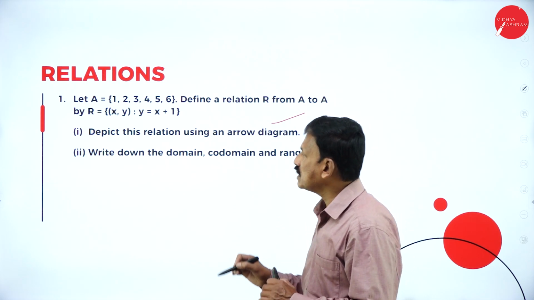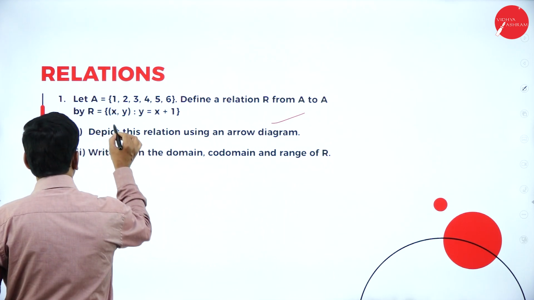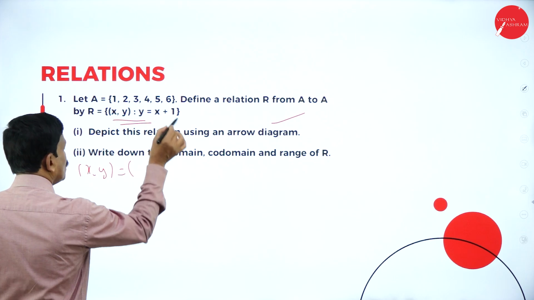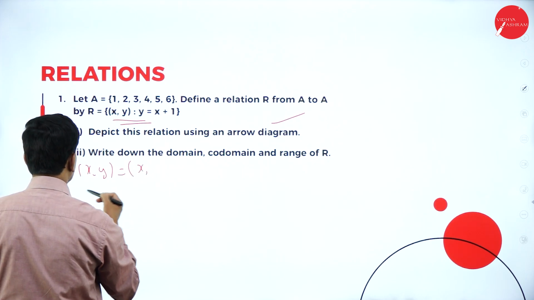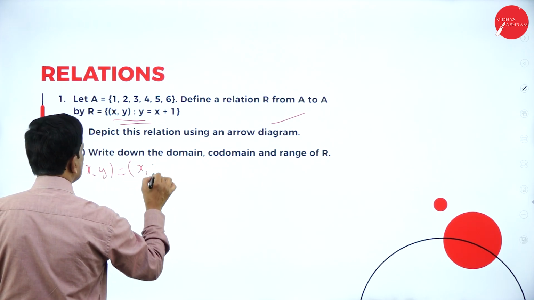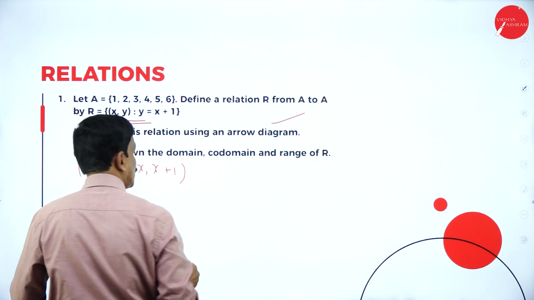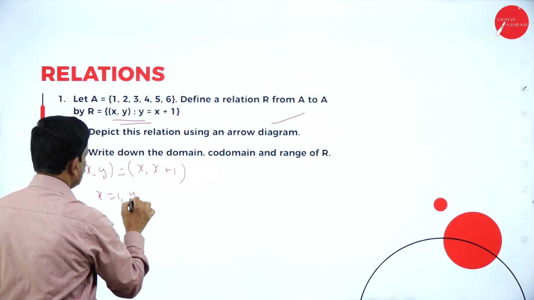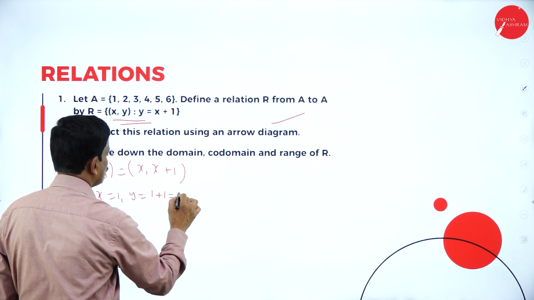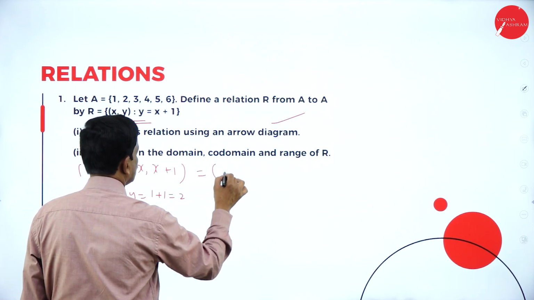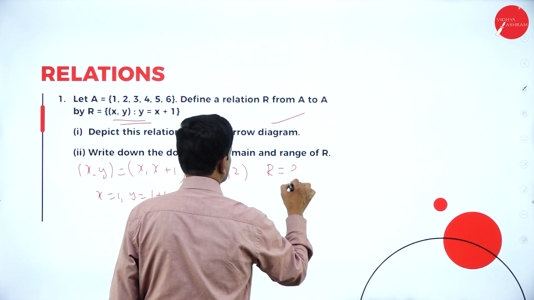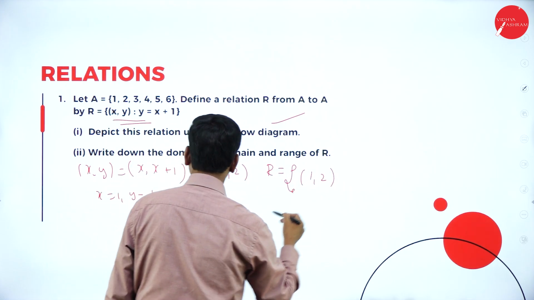Now first find out the relation. So what is given here? R is equal to {(x, y) such that y is equal to x plus 1}, means x is x itself, y is equal to x plus 1. Take the values of x as 1, 2, 3, 4. When x is equal to 1, y is equal to 1 plus 1 is 2. So the first element is (1, 2). So I'll write the relation here. R is equal to {(1, 2).